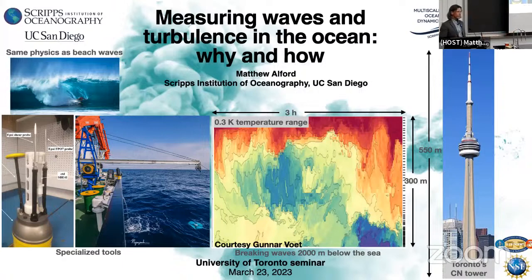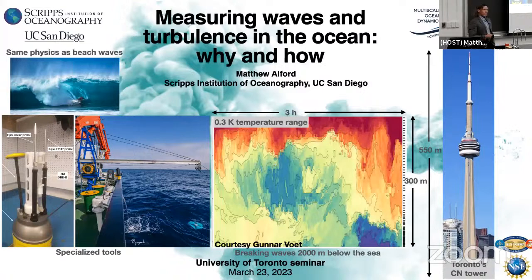What I'll be talking to you about today is really three things. One is, first of all, trying to make the case that aside from the gee whiz of these big breakers in the deep sea, why do they actually matter? And I'll explain that they matter for several things, most notably our ability to accurately simulate the climate.